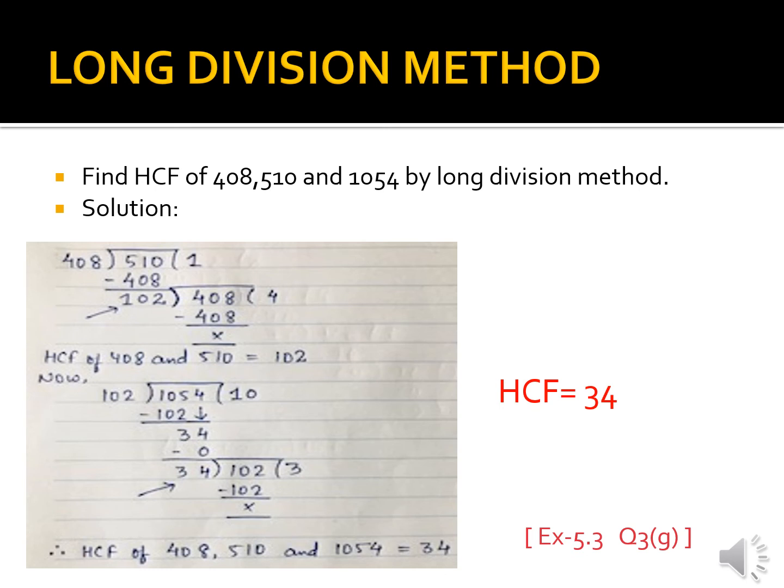Now next, we perform the same long division method with the HCF of the first two numbers and the third number that was given in the question. So it becomes a new, same problem for us. 102 becomes the divisor and 1054 becomes the dividend, right? So perform the division in a similar way and stop when you get remainder as 0. So I get the last divisor as 34. So 34 is the HCF of 408, 510 and 1054. So this is how you can solve question number 3 of exercise 5.3.